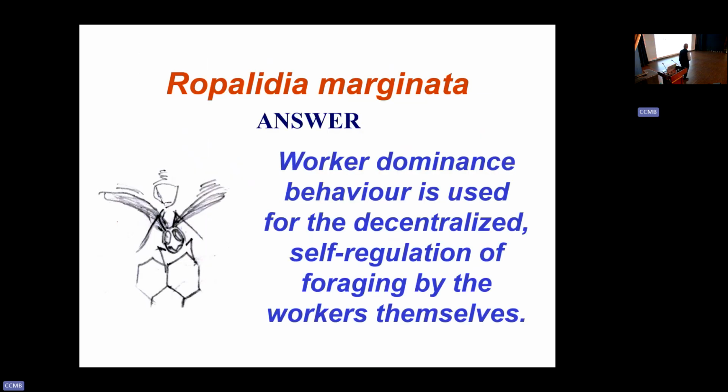So we have reasonable evidence that worker dominance behavior is used for the decentralized self-organization of foraging by the workers themselves, not by the queen. Now this was very interesting because this began to suggest to us that the species we are studying is not a typical primitively eusocial species.